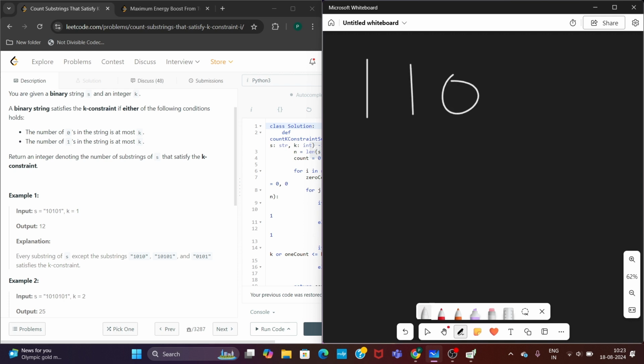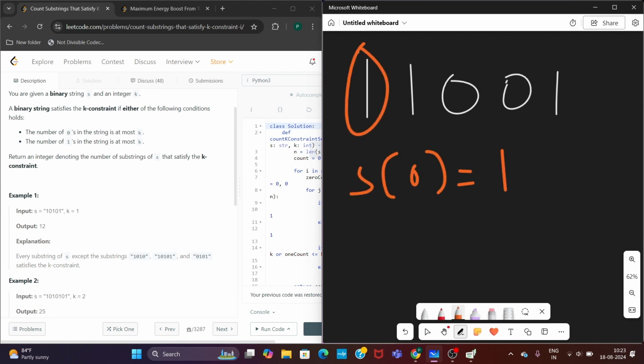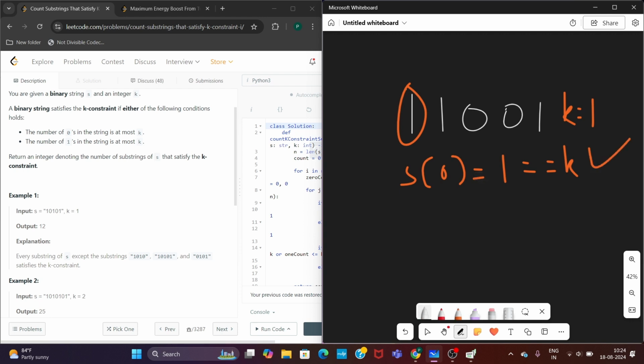Let's suppose my s is 11001. So my s of 0 over here is 1. Here it is valid as my k is equal to 1, and the number of ones is equal to k. So this condition is holding true. So it is the right condition.